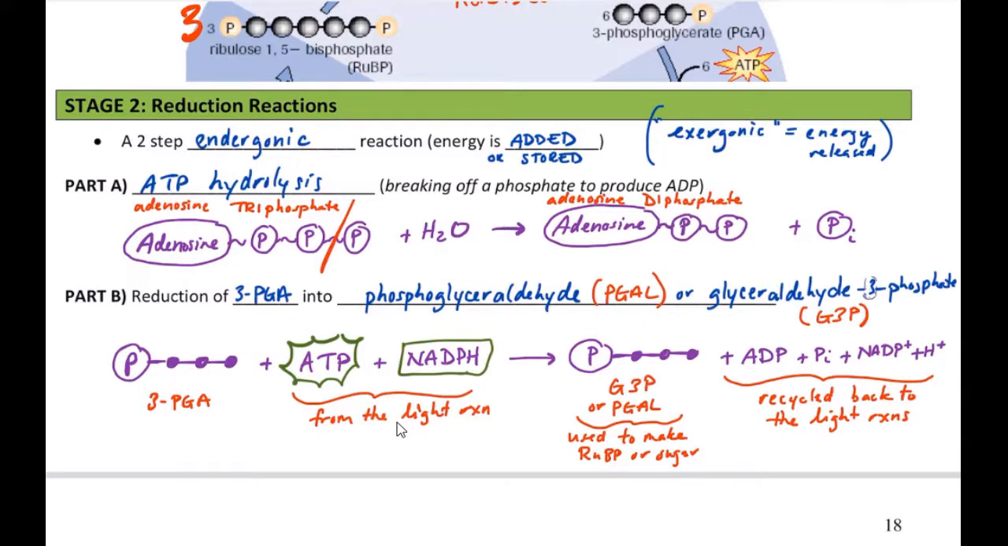Why put the 3 in there? Why is that important? It tells you what carbon the phosphate is attached to. Happens to be on carbon 3. We always name the carbons in a ring or carbons in a chain so we can tell what's happening where. So carbon 3 has the phosphate. So G3P is just a more specific name than PGAL. You can use either one.